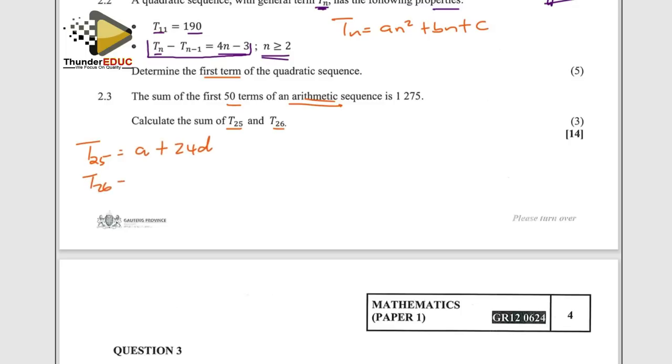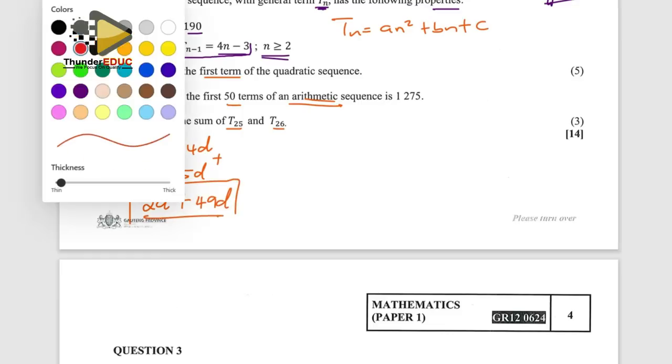Term number 26 is going to be given as a plus 25d, from the general term of an arithmetic sequence, the nth term. This is what I'm getting. So if I try to add these two, I'll have 2a plus 49d. I'll just keep this aside.